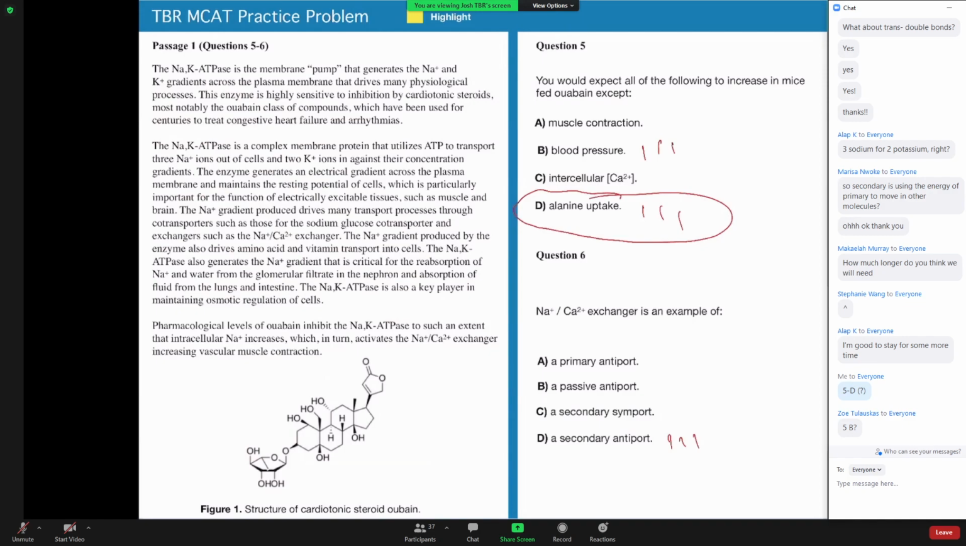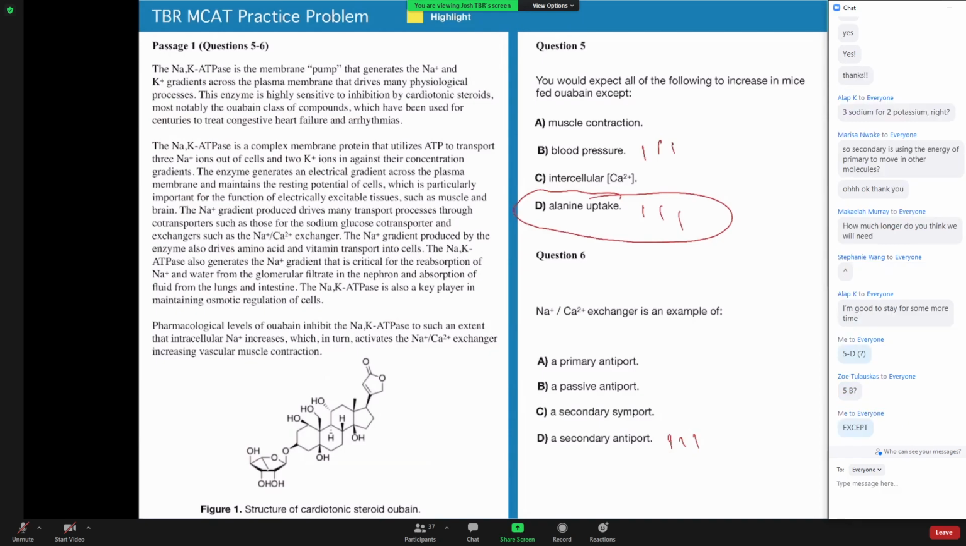On the MCAT, you're going to need to be able to read through these things pretty quickly and understand what it's saying. These answers you could pretty much take directly from the passage. But again, the more you know about the certain structures and mechanisms and enzymes going into the passage, the quicker you're going to be able to decipher it. So, what is this question asking? Would you expect the following to increase in mice fed ovabane? I don't even know how to pronounce this.